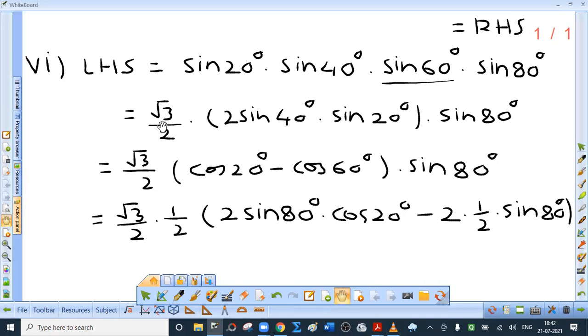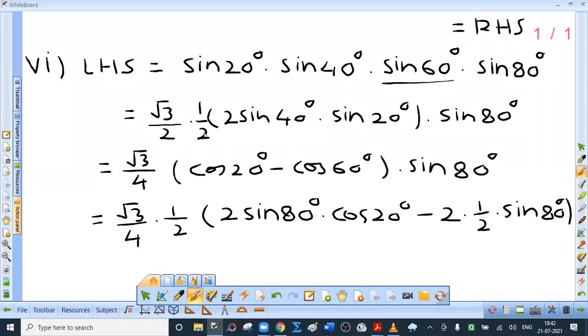Just a minute. I think sine 60 is root 3 by 2. See, the formula is for 2 times, so I must write 1 by 2 also. Now I have written sine 60 degrees as root 3 by 2. I need 2 times, so I must write half also. So in the next step, this is root 3 upon 4, and again root 3 by 4.